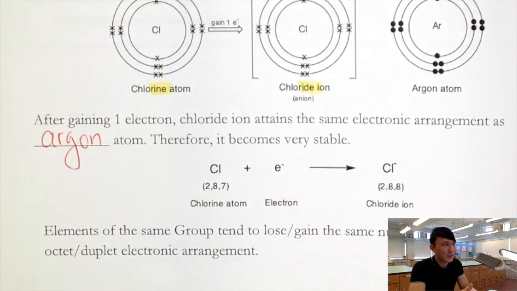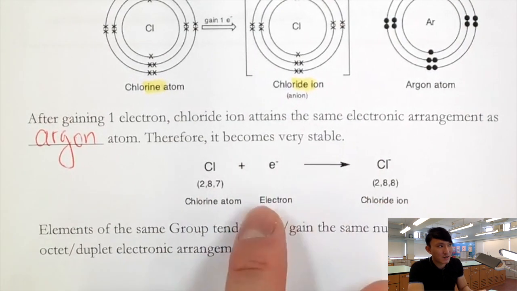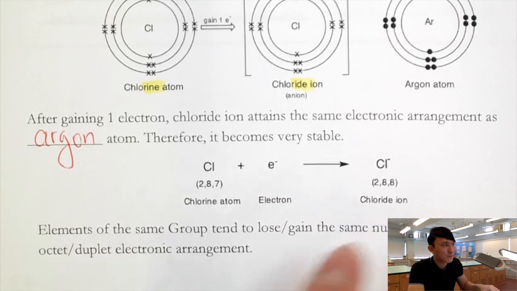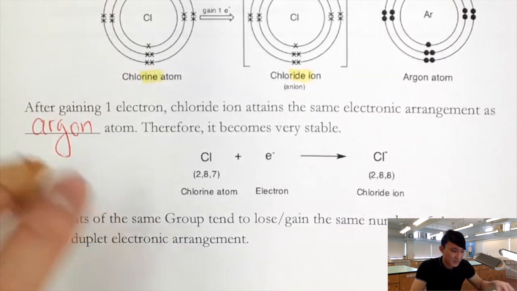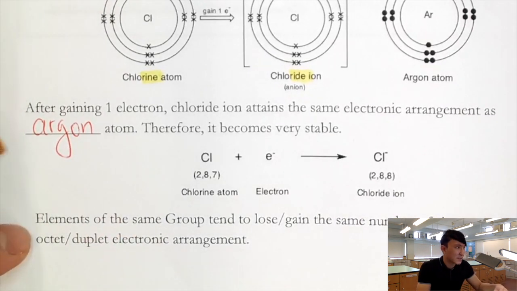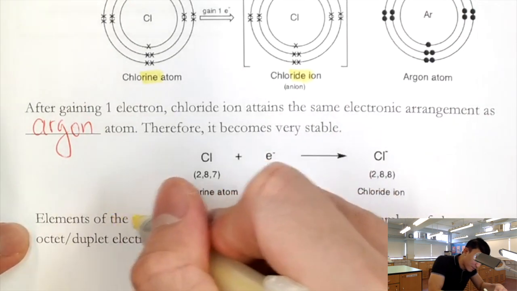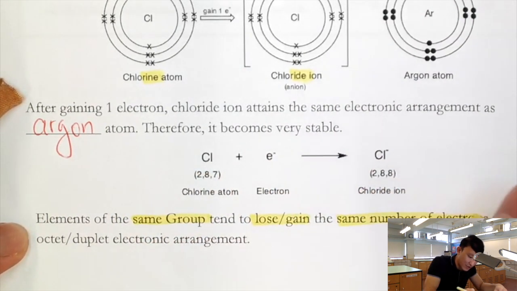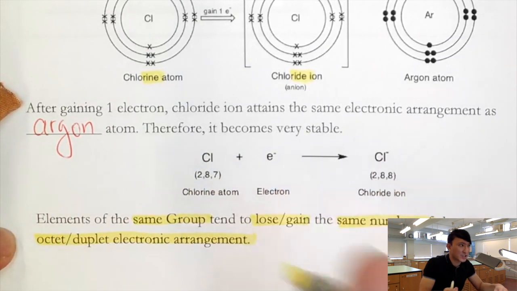Therefore it is very stable. In terms of the equation, you see the chlorine atom gains an electron to form a chloride ion. Now down here, this is also very important. Elements of the same group tend to gain or lose the same number of electrons to attain octet or doublet structure.